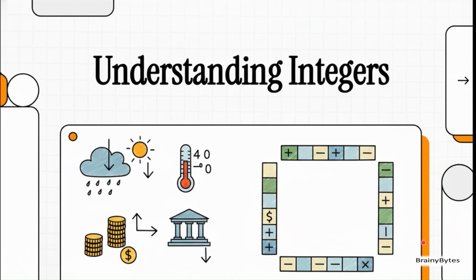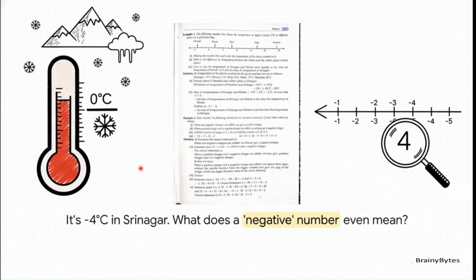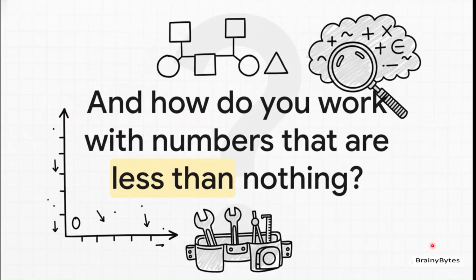So let's just jump right into a real-world puzzle. You see a weather map like this, right? It says the temperature in Srinagar is -4 degrees. We see this all the time. But have you ever really stopped to think, what does that even mean? How can you have less than 0 of something? That's the million-dollar question, isn't it? It feels kind of mind-bending.